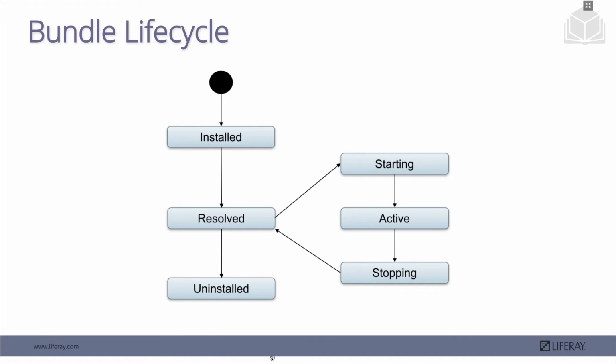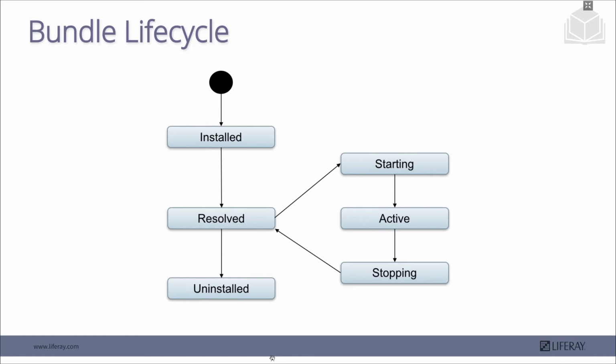From the resolved state, we want to start the bundle. We want it to do whatever it is that it's designed to do. So in order for it to function, it needs to be started up. So from the resolved state, we hit a transition state called starting. And then from starting, we go to the next state, active. Once the bundle is in the active state, this is the final stop. This is where we want to be.